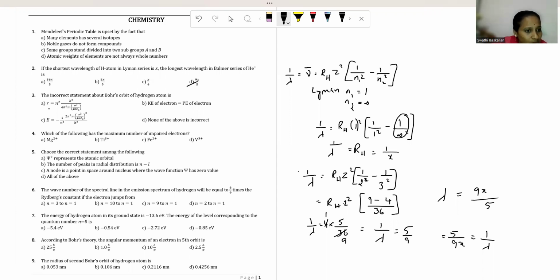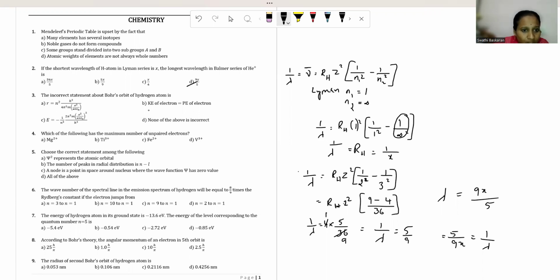So just look into the first formula. What they are saying: radius is equal to n square h square by 4 pi square m e square by 4 pi epsilon naught. So this is absolutely correct formula. And E, that is energy, the formula is also absolutely correct. That is 1 by n square, 2 pi square m e square by 4 pi epsilon naught, whole square by h square. This is also absolutely correct.